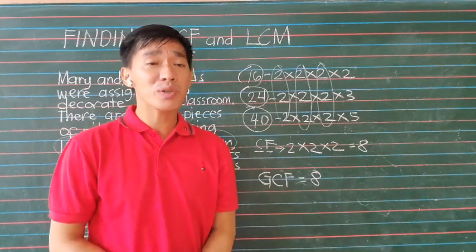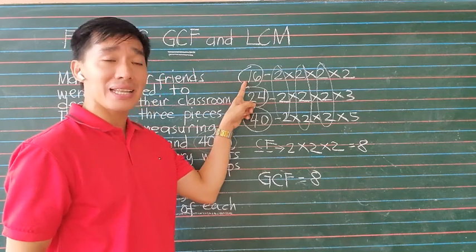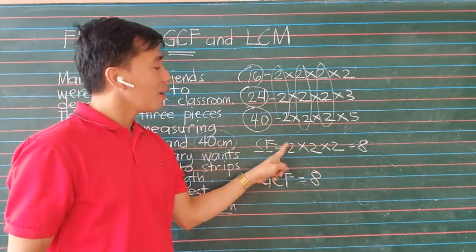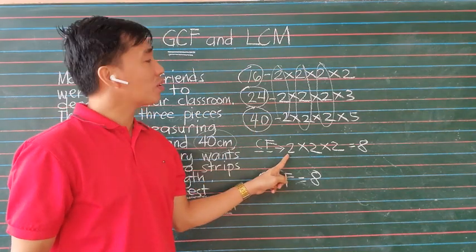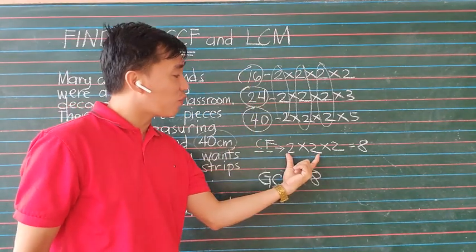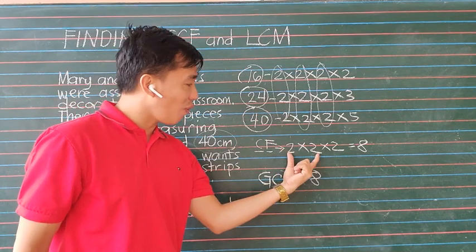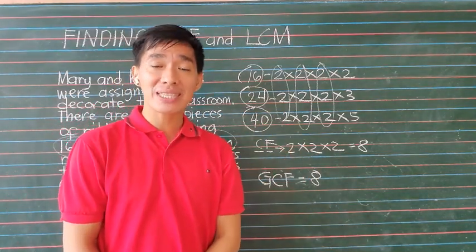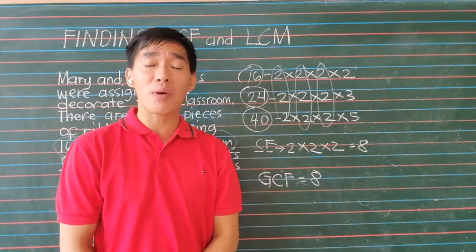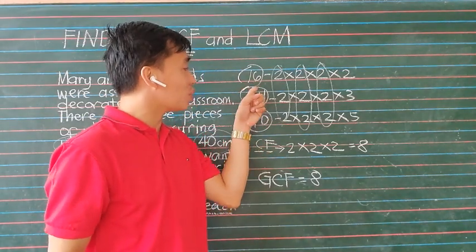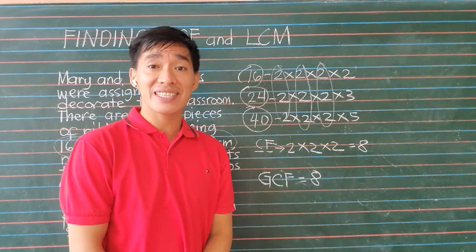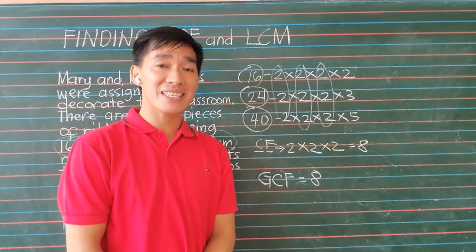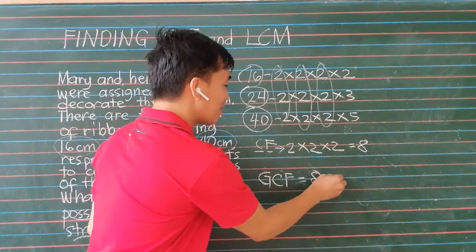Now, we could also cut 16 by 2, 24 by 2, and 40 by 2. We could also cut 16 by 4, 24 by 4, and 40 by 4. However, the greatest factor by which we could divide 16, 24, and 40 is 8. Therefore, the answer for this problem is 8 centimeters.